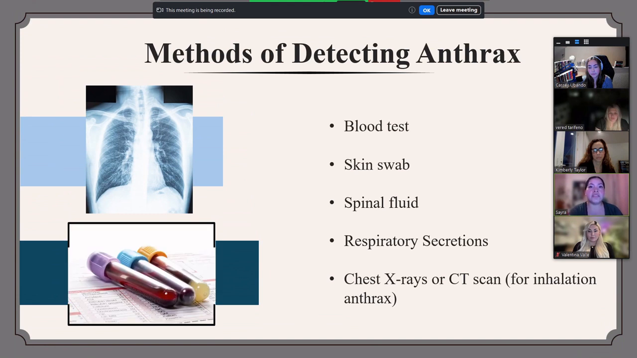Blood tests can measure exposure to anthrax by checking for antibodies to the bacteria. Skin swabs can be obtained by swabbing open sores and then gram stained and cultured. When viewing a chest scan, you can see mediastinal widening or pleural effusion, which is seen with inhalation anthrax.